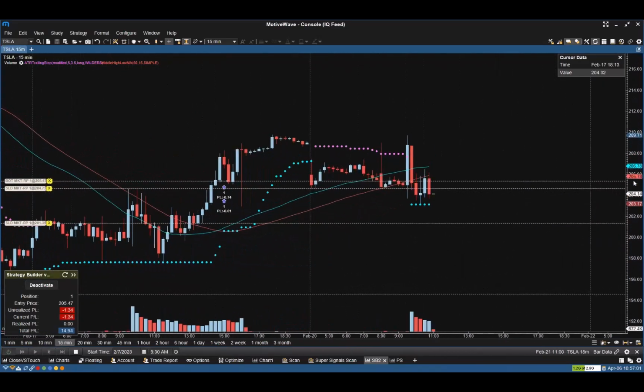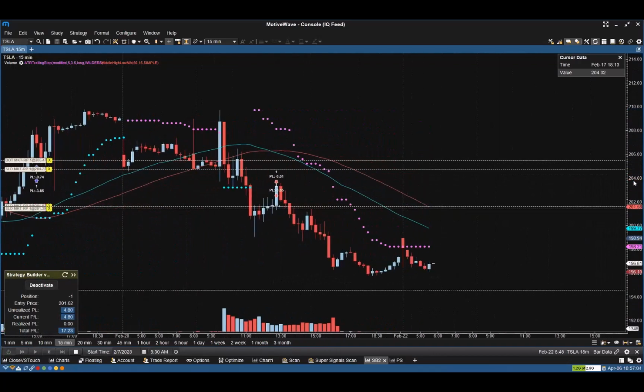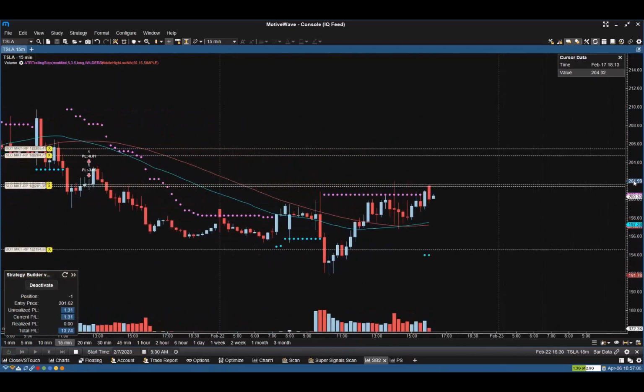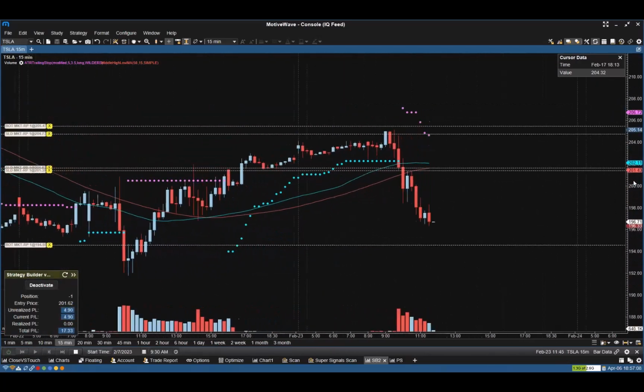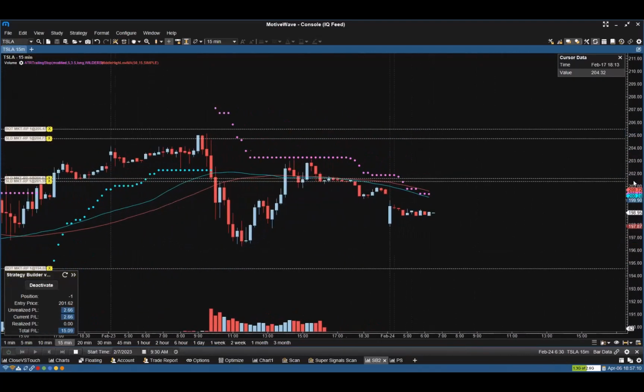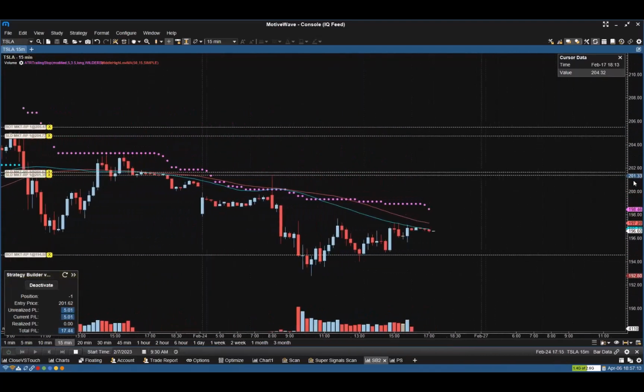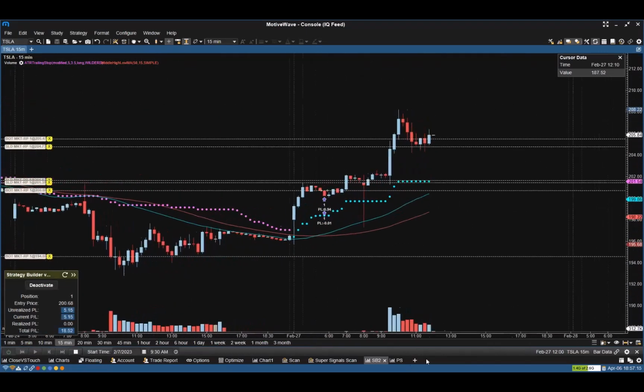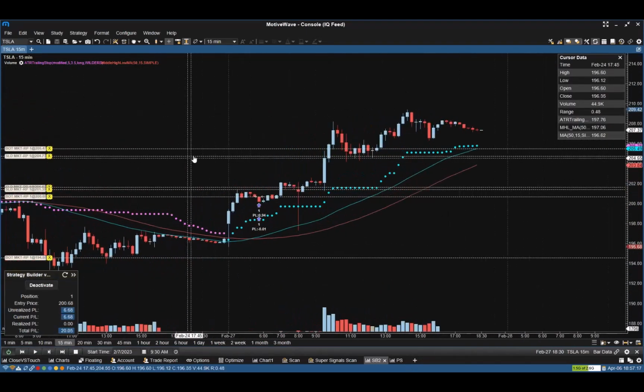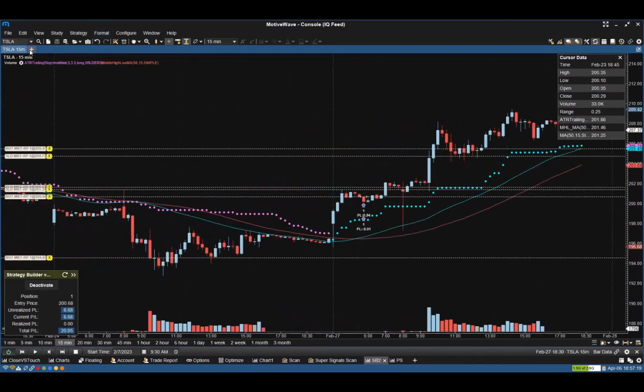Long. Short. And hopefully we get a long here. There we go. Okay, so now we have some winners and some losers. But I hope I got the logic across for this strategy.